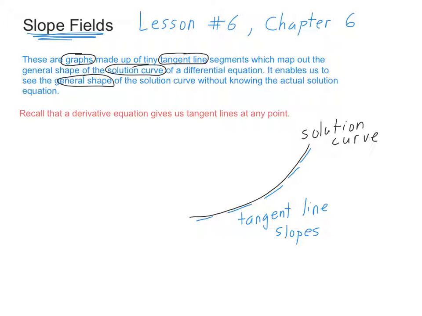Well, we would be able to get a feel for the general direction of that solution curve based on those little tangent lines. Okay? So likewise, if we had a series of tangent line slopes that looked like that, we would expect the curve to move in that direction. So the tangent line slopes show us the direction of our curve.